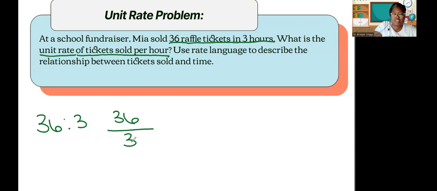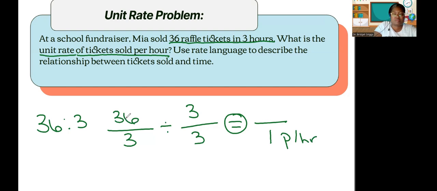Because we want to get this unit rate, this per hour, down to 1, well, we need to figure out how can we get this denominator down to 1. So we want it to be at 1. Well, I know if I divide a number by itself, that gives me 1. So that means I need to divide by 3. And of course, whatever we do to the denominator, we also do to the numerator, because that's what allows it to remain equal. So we've done 3 divided by 3 equals 1. So now we do have our unit rate, which is per hour.